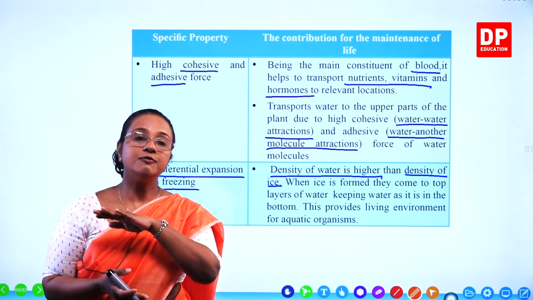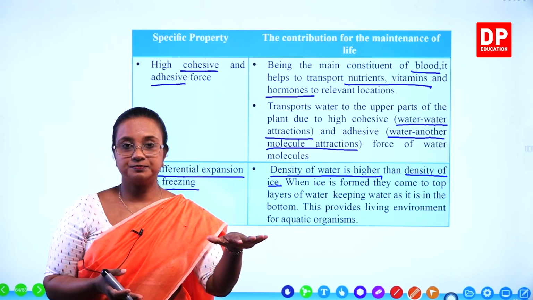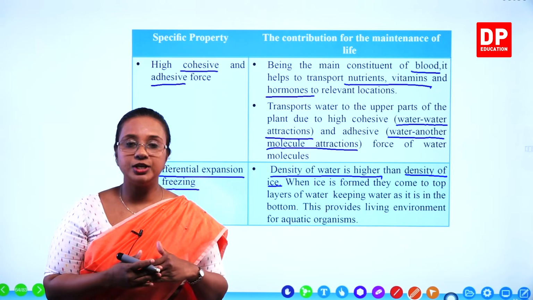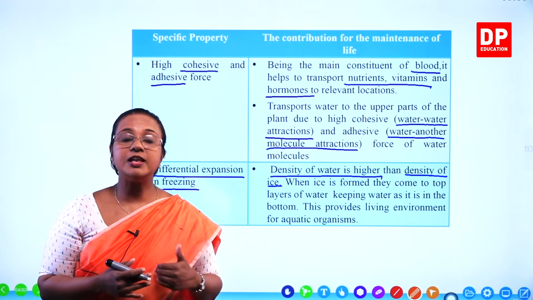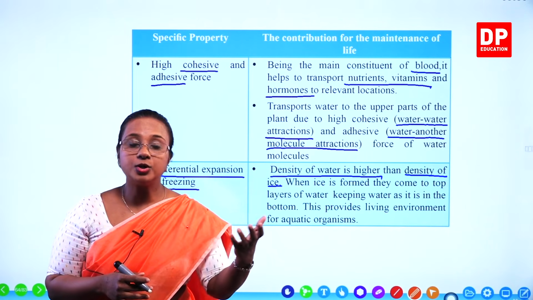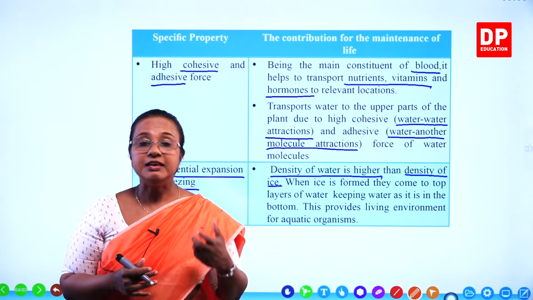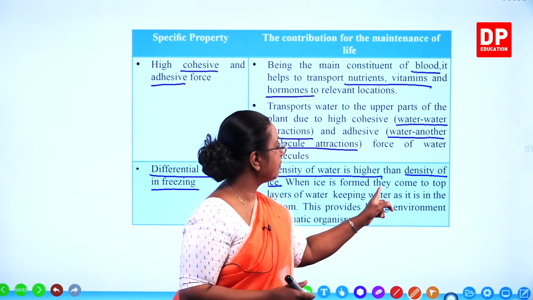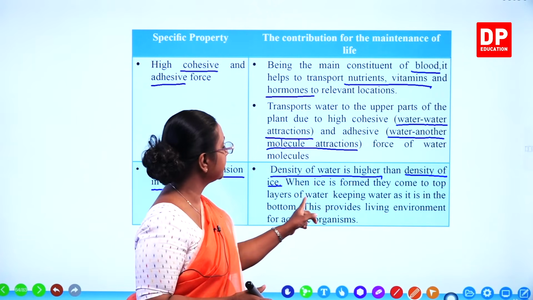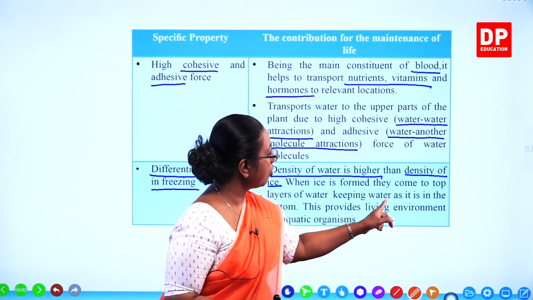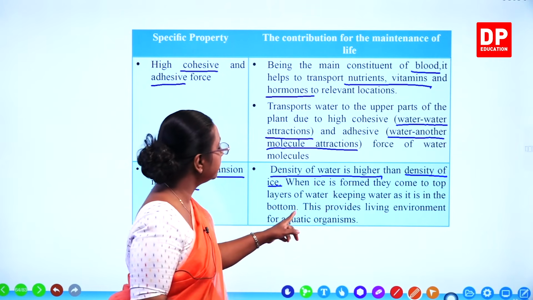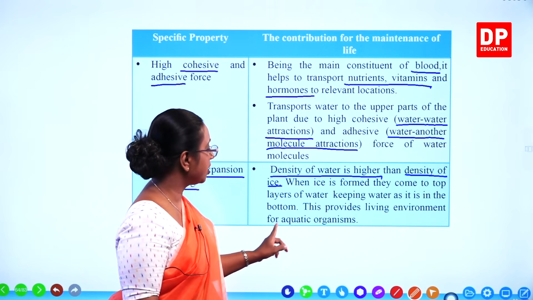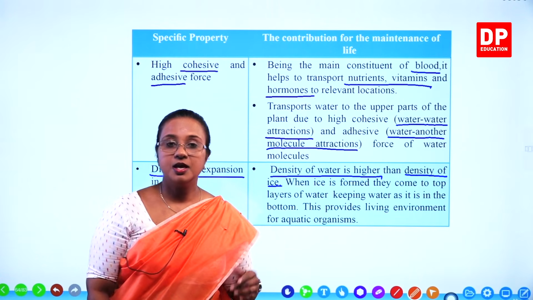Therefore, ice floats on water. Water will be below and ice will be floating on water. This is very, very useful for aquatic organisms living in cold countries. When ice is formed, it comes to the top layers of water, keeping the water as it is in the bottom. This provides a living environment for aquatic organisms.